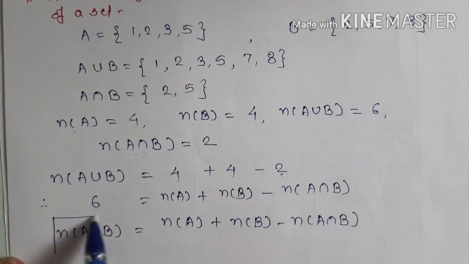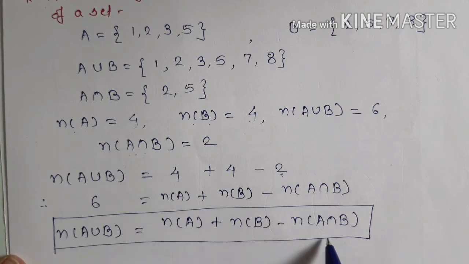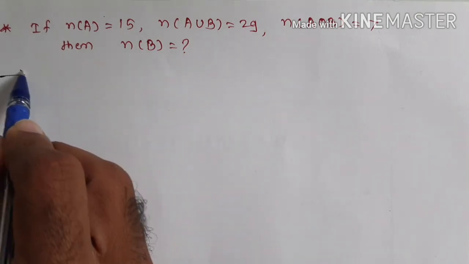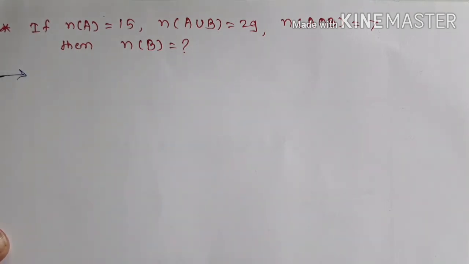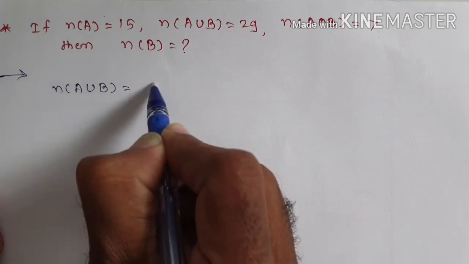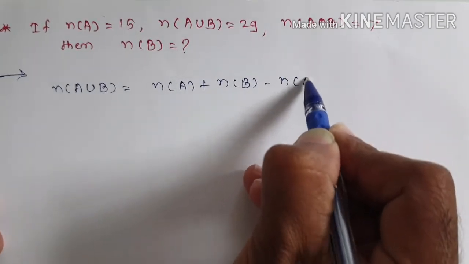So this is the formula, or this is the relation between number of elements in set A, in set B and in set A union B and A intersection B. So by this formula we can solve some examples. So we'll solve this example based on the relationship between the number of elements in set A, in set B and A intersection B and A union B. So we have the relation n of A union B is equal to n of A plus n of B minus n of A intersection B.